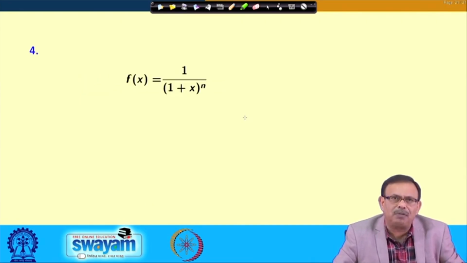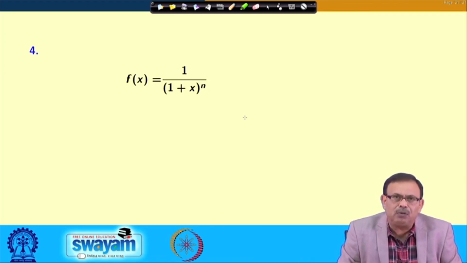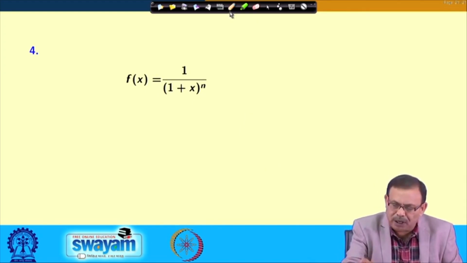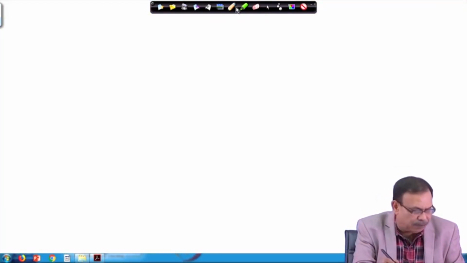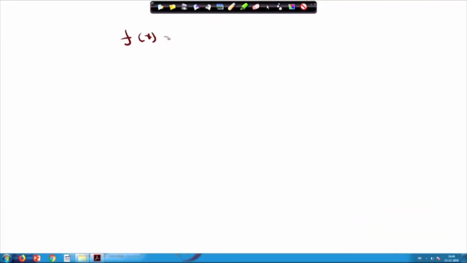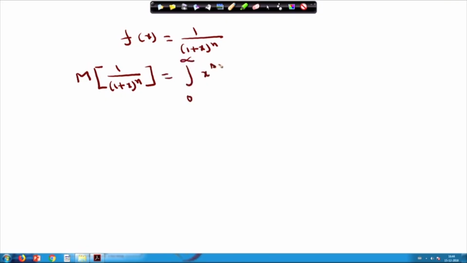Our next problem is say f x equals 1 by 1 plus x to the power n. To solve this problem, your function is 1 by 1 plus x whole to the power n. So, that Mellin transform of 1 by 1 plus x whole to the power n is equal to the integral 0 to infinity x to the power s minus 1 into 1 plus x to the power minus n into dx.